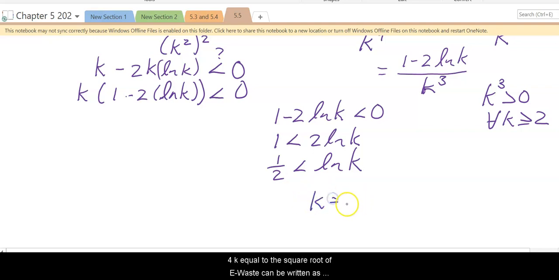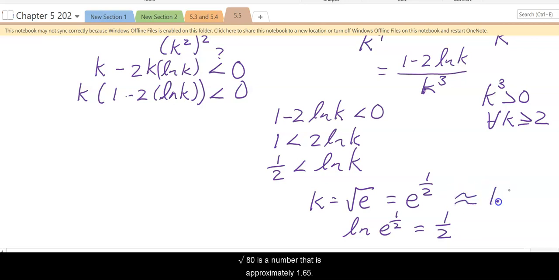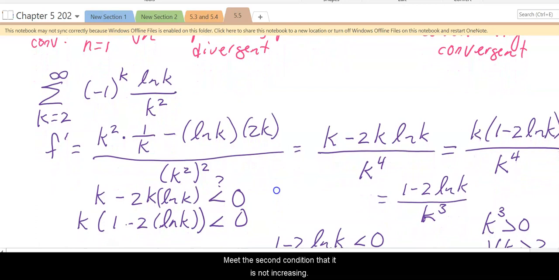For k equal to the square root of e, which can be written as e to the 1/2, the natural log of e to the 1/2 would give me 1/2. That means that I need my k value to be larger than the square root of e. The square root of e is a number that is approximately 1.65. Provided k is greater than or equal to 2, that will be a negative number, so it should be decreasing. This proves that I can meet the second condition, that it is not increasing.